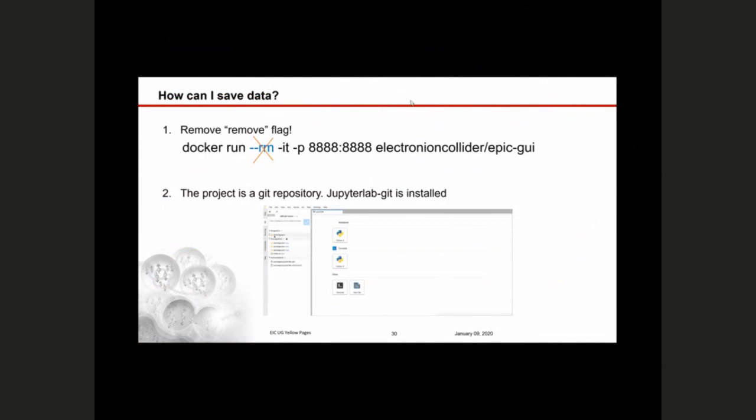So the usual first question is how do I save the data? We showed how to run the stuff, so how should I save the data? First we run this Docker image with the rm flag, which removes all changes, so it reverses all the changes that you made in Docker. When you're running it yourself, you probably don't want to run with this rm flag. Then this Docker will run like a small virtual machine.